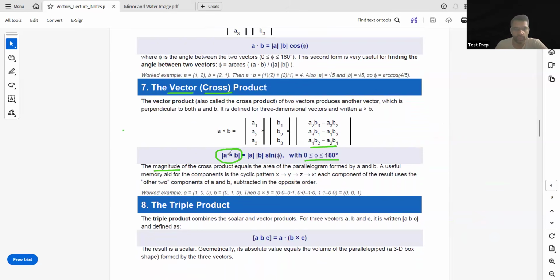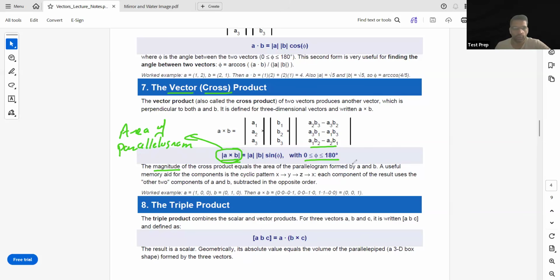Now, this magnitude of A cross B acts as the area of the parallelogram, yeah, quadrilateral. This is also very important, you have to remember. Based on this formula, A cross B, we can find the area of the parallelogram.